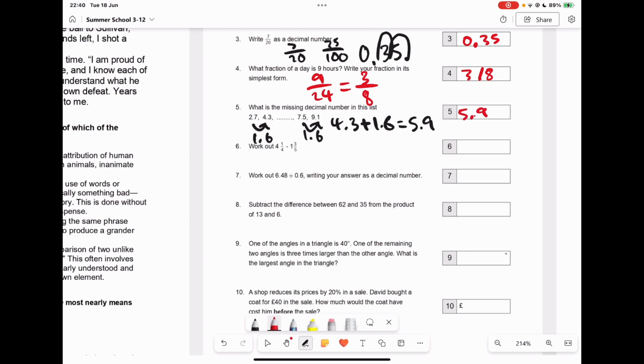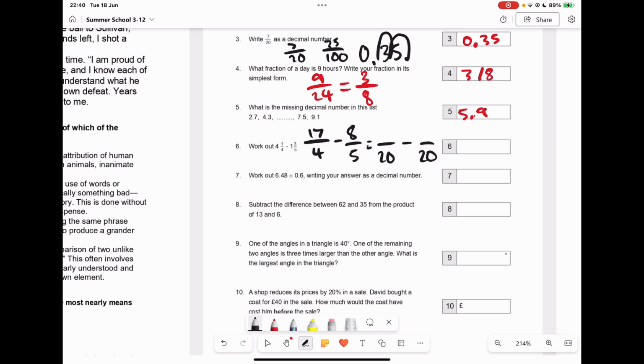So then we're doing 4 1/4 minus 1 3/5. So 4 1/4, and we're going to put it as a top-heavy fraction. So that's equivalent to 16 plus 1, which is 17 over 4, minus 8 over 5. And then this is going to be both put over 20.